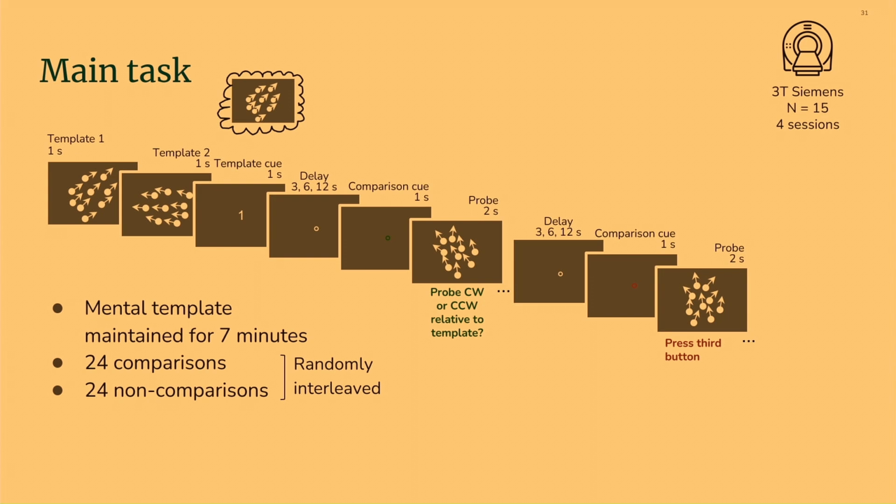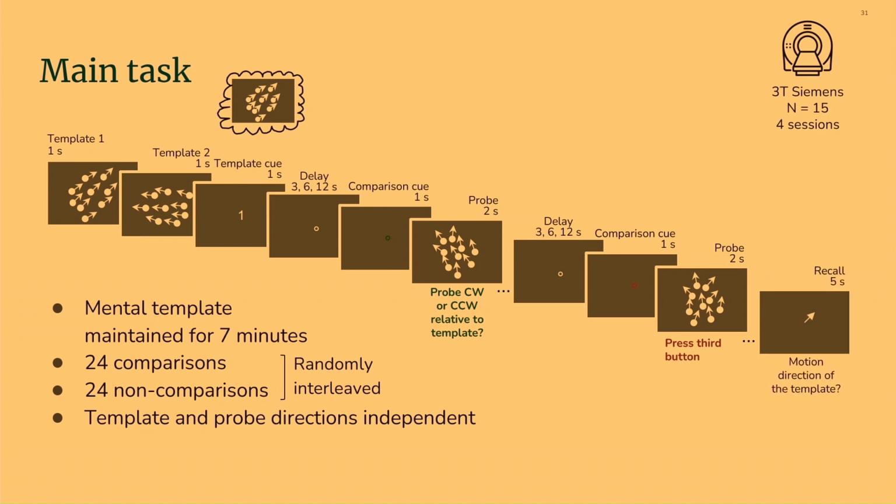And some people may wonder, so I'm going to say right away, that the template and probe directions are independent, not yoked. I know, right? Very fancy. And so at the end of each block, the participant sees an arrow that they now have to rotate just to report the motion direction of the template they've been maintaining. And they perform 32 blocks with 32 unique templates over 4 scanning sessions.